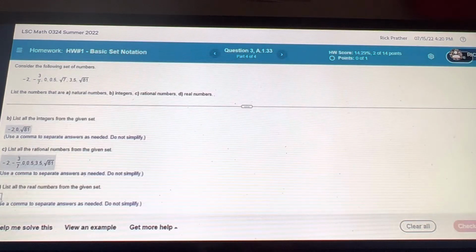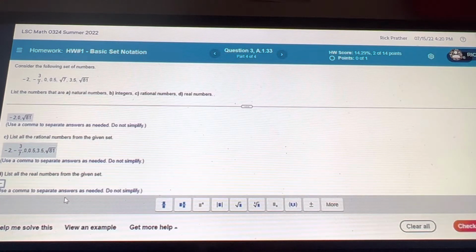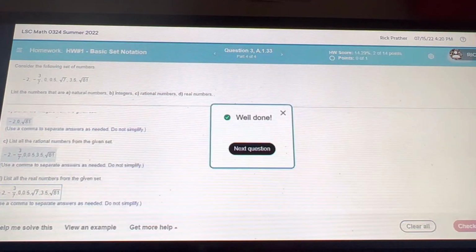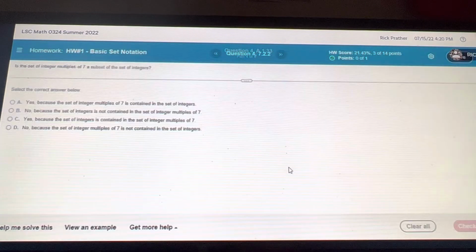Then, real numbers is everything, at least everything in this list. There are also imaginaries as well, but imaginaries are easy to see because they have to have the imaginary number i attached to them. So now, real numbers are all the rational ones we just listed, plus any irrationals. There's one and only one irrational here, the square root of 7, because that's a radical that doesn't come out exactly. Square root of 81 comes out exactly. Okay, so that was the third one.